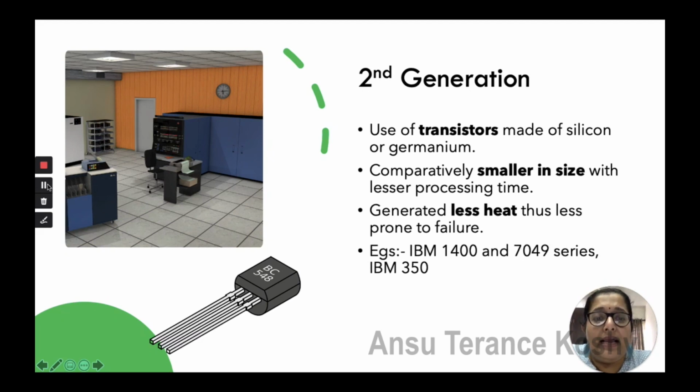Examples are IBM 1400 and 7049 series and IBM 350. So, these series, IBM stands for International Business Machines.